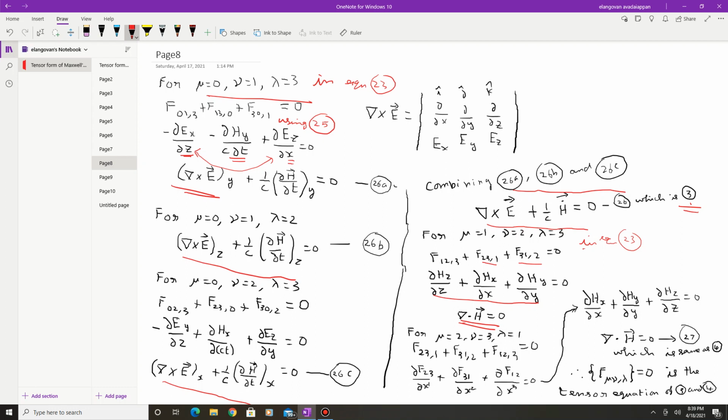Similarly, for mu is equal to 2, mu is equal to 3, lambda is equal to 1, again you will get this divergence of H. So this is equation 4. This is Maxwell's equation 4. So 3 and 4 can be obtained by using this expression. Therefore, this curved bracket of F mu nu comma lambda is equal to 0 is the tensor equation of Maxwell's equations 3 and 4. So this is one of the Maxwell's equations.